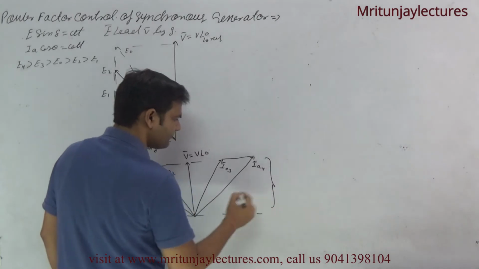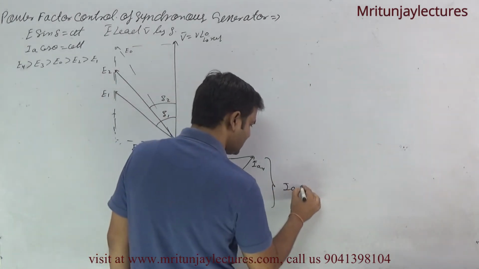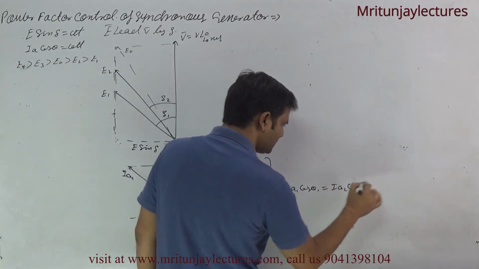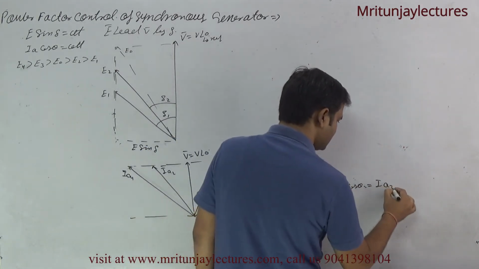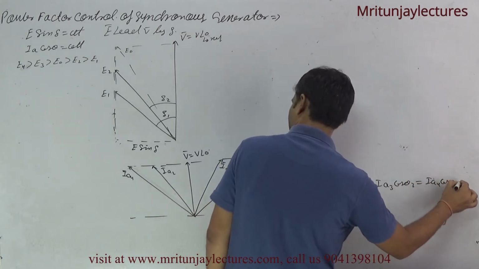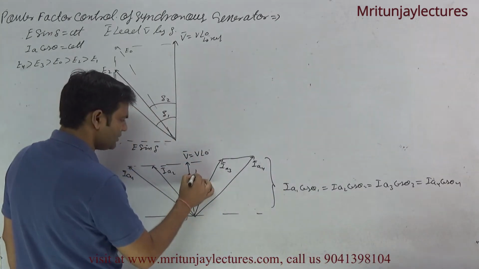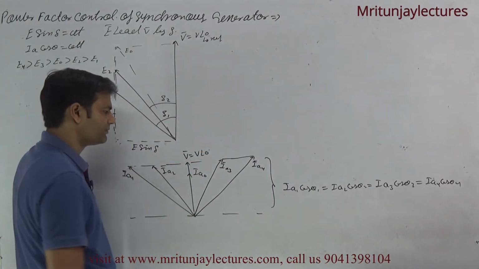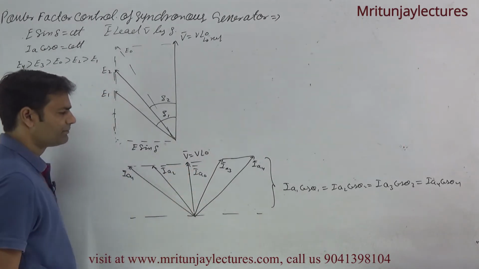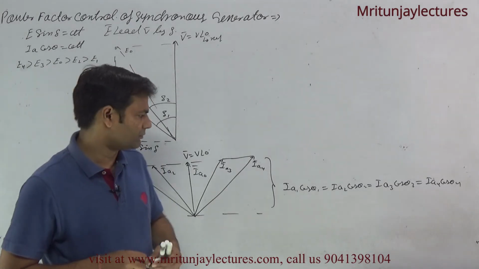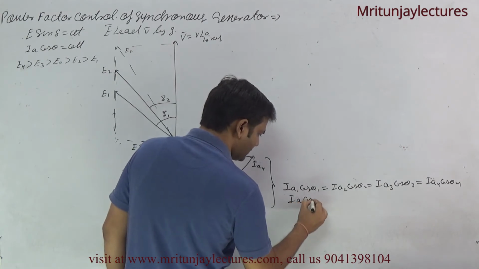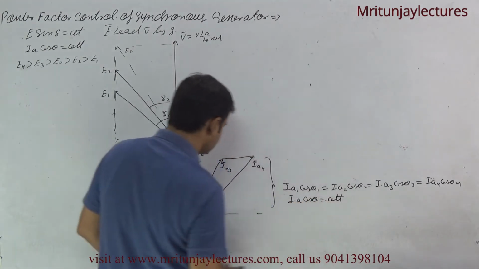Now here it is written as Ia1 cos theta 1 is equal to Ia2 cos theta 2, is equal to Ia3 cos theta 3, is equal to Ia4 cos theta 4. Okay, corresponding to unity power factor, that is Ia0. Clear? So you can say that Ia cos theta will be equal to a constant.